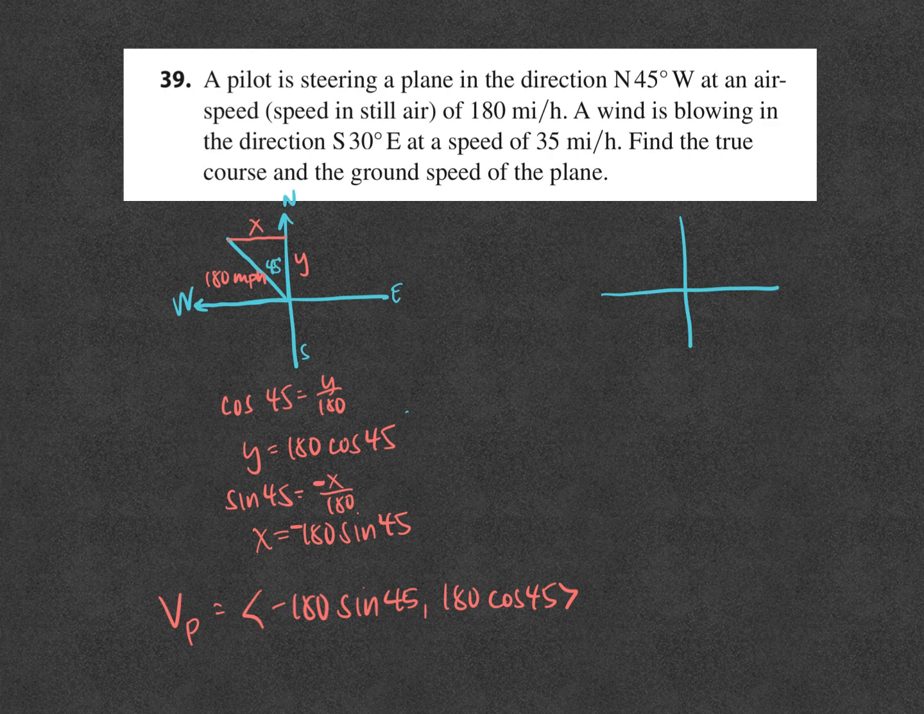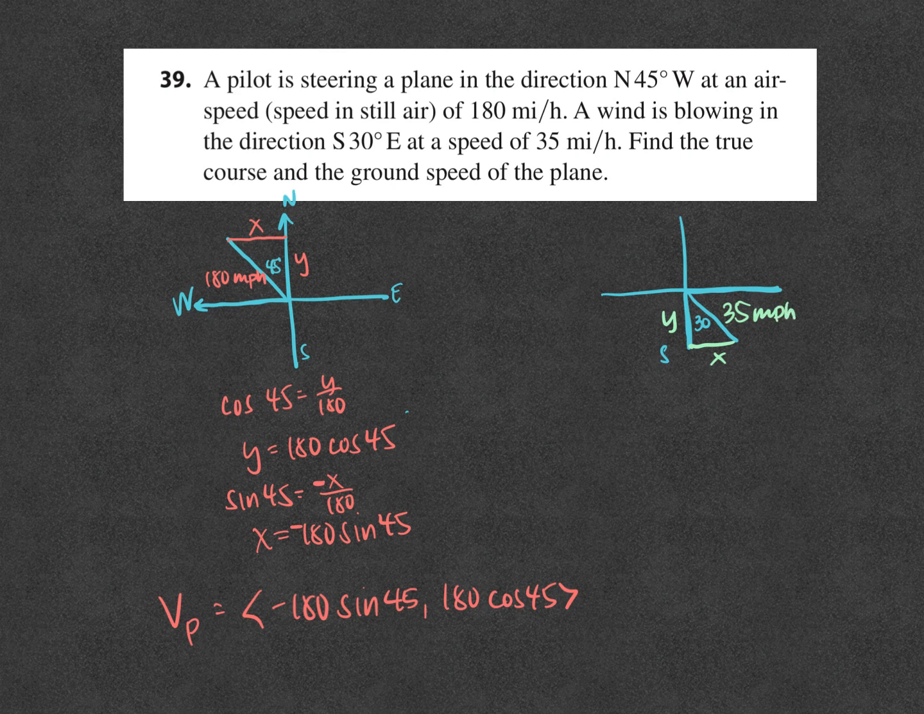Now, in the second one, it says the wind is blowing in the direction of south. So here's our south and headed towards east. So that means it's going to come here with the 30 degrees in between. And let's draw our triangle over. This is our x and this is our y. And it's at a speed of 35 miles per hour.